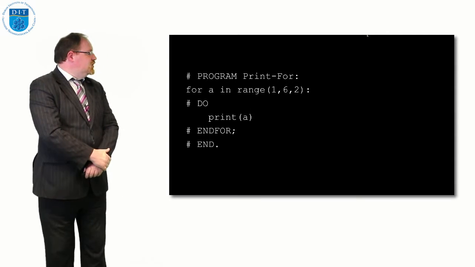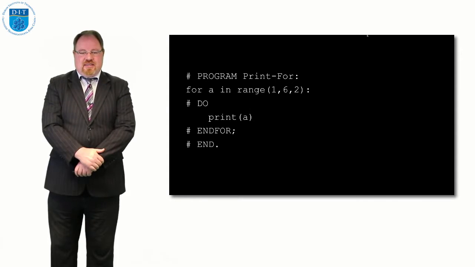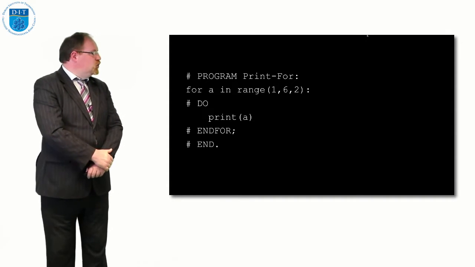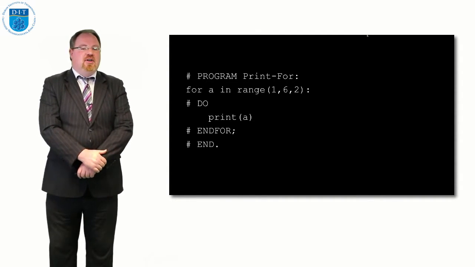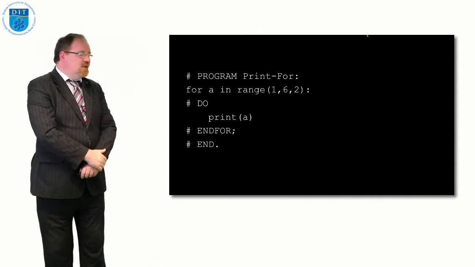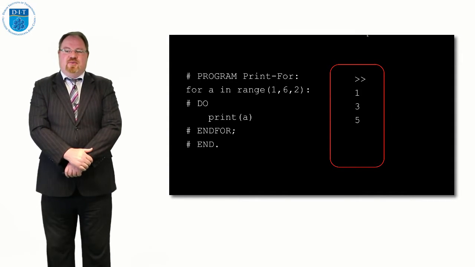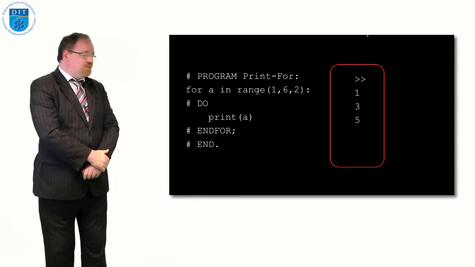So if we change that to the number 2, what that says is go from the range 1 and stop at 6, but add 2 onto 1 each time. So 1 plus 2 is 3, so 1 will be the first time around, then 3, then 5. So if we print that out, it's 1, 3, and 5, because we're adding 2 on each time.